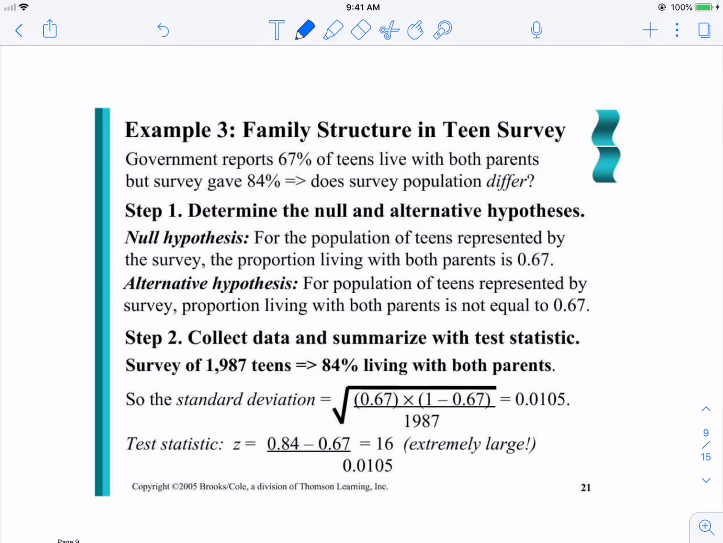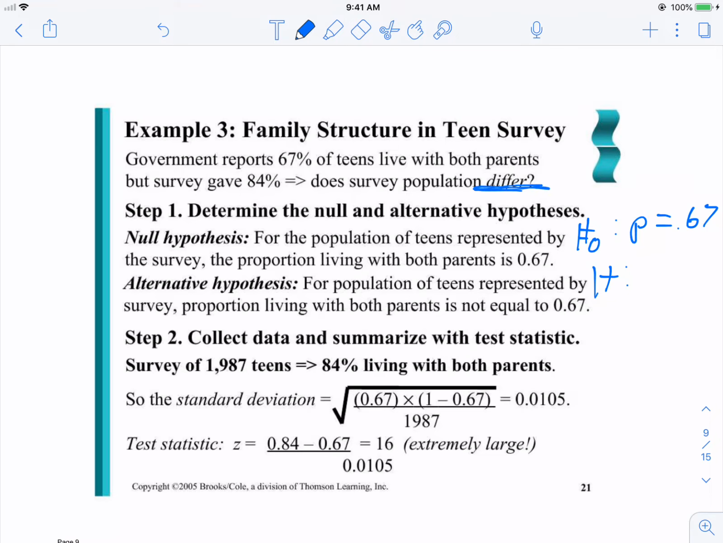For the population of teens represented by the survey, the proportion living with both parents is 0.67. Okay, so our null hypothesis, pretend that's an H, our null hypothesis is that P is equal to 0.67. Our alternative hypothesis, we want to know if they are different.